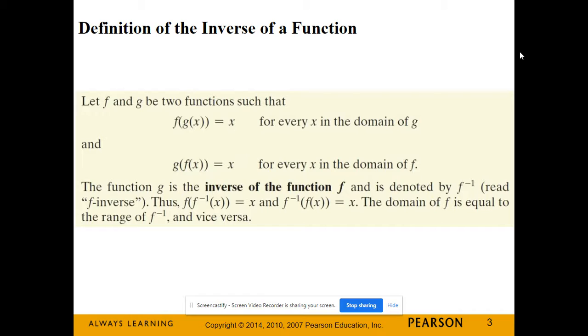So the first part of the objective was determining if two functions are inverses of each other. If you recall back in Algebra 2, we did talk about composite functions. So a function being evaluated for another function. A function is an inverse of another function if you compose them and the result is x. So let's take a look at what we mean.